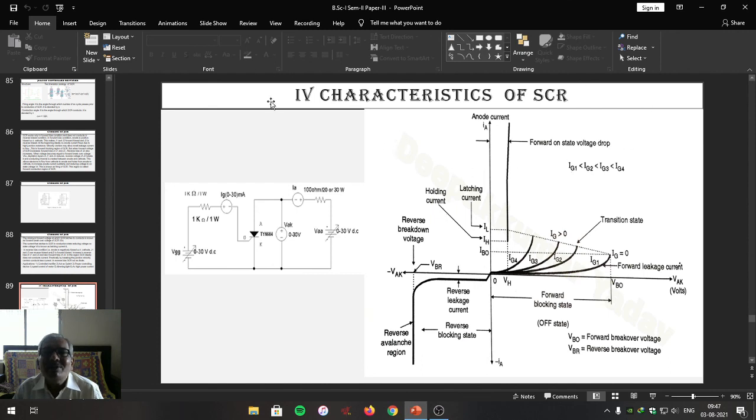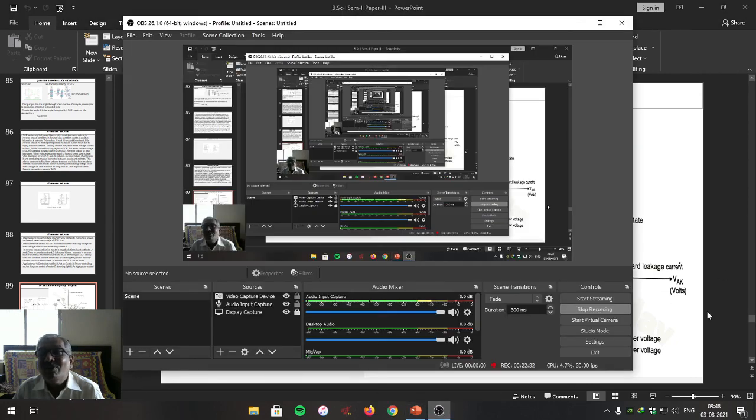That 0 to 180 degree firing angle and conduction angle are chosen by using the gate current. Friends, that's all about the SCR, its construction, its operation, its biasing, its IV characteristics, and also applications and specifications. So friends, next time we'll go for one more power controlled device.